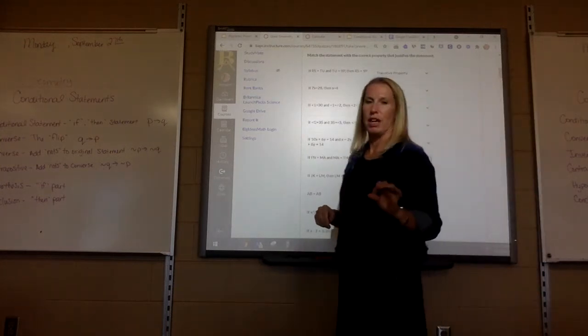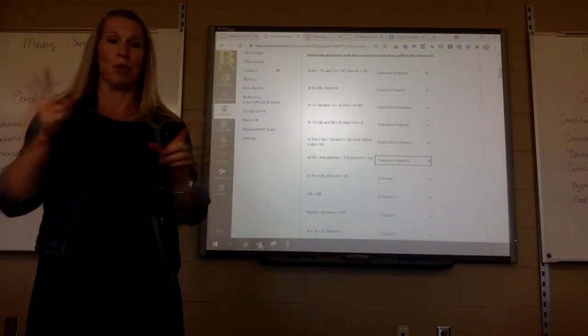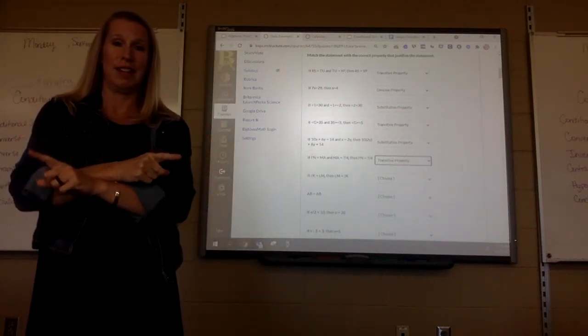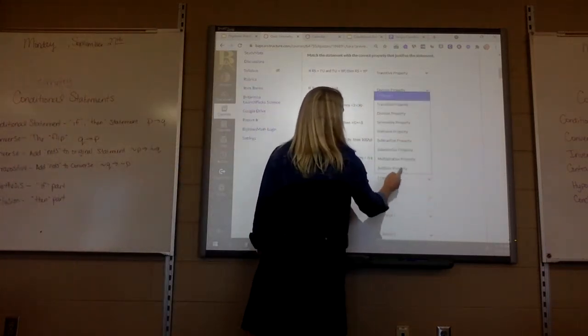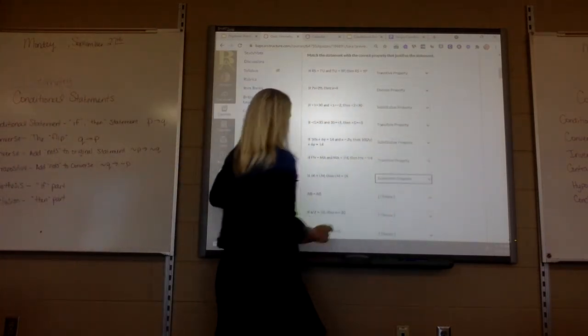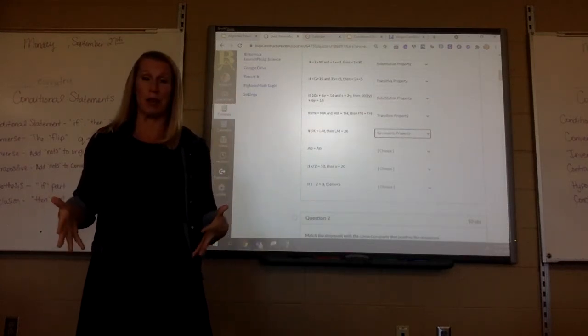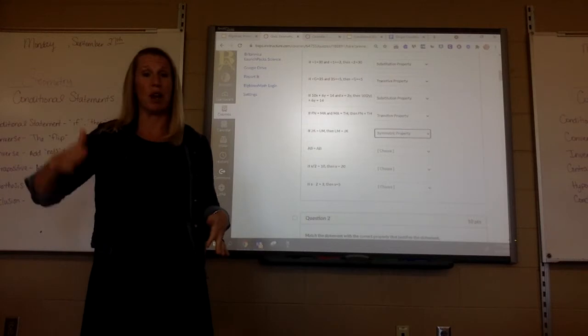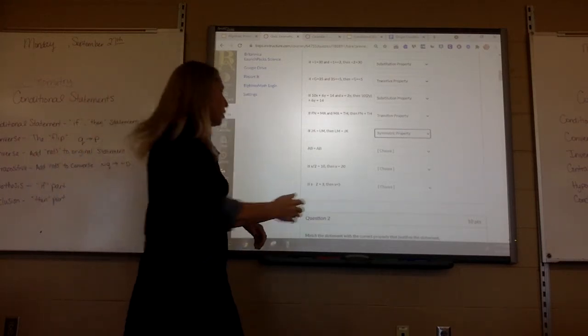This one says if JK equals LM and LM equals JK, do you remember the one that's just the flip? That one's called the symmetric property. So symmetric. If AB equals AB, something that equals itself, do you remember what that one's called? So remember, I think reflection in the mirror, the exact same. It's called the reflexive property.